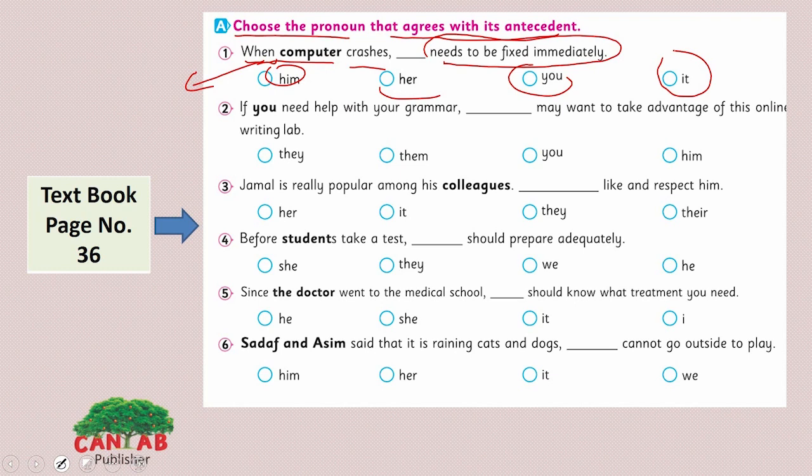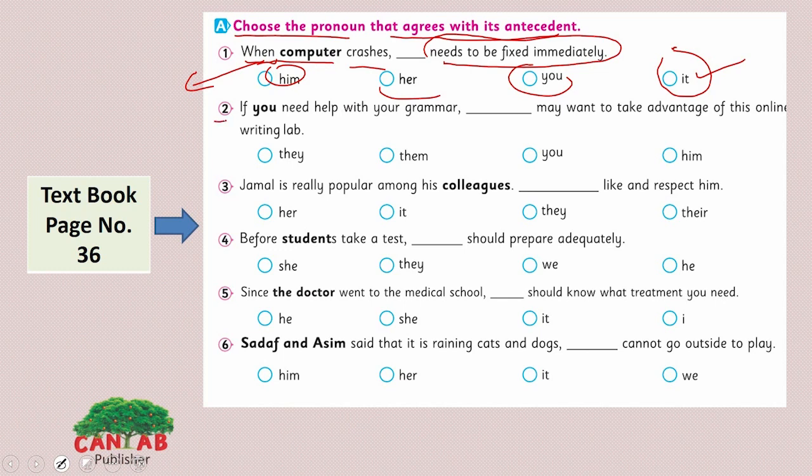We have discussed the neuter noun. Neuter nouns are those which have no gender, and for this antecedent noun we will use the pronoun "it" for things. When the computer crashes, it needs to be fixed immediately.